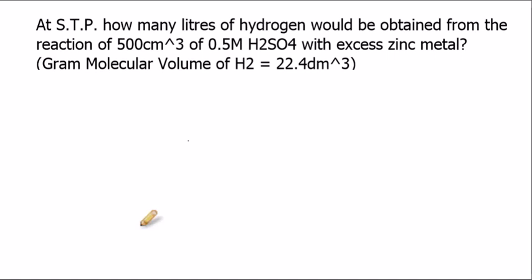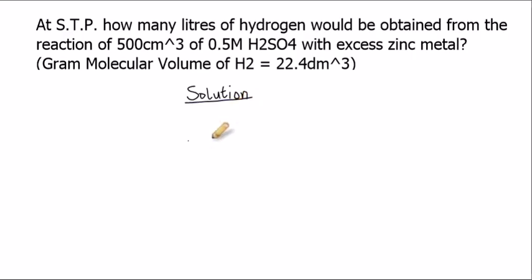At S.T.P, that is standard temperature and pressure, how many liters of hydrogen will be obtained from the reaction of 500 cm³ of 0.5 molar tetraoxosulfate(VI) acid with excess zinc metal, given the gram molecular volume of hydrogen gas to be 22.4 dm³. Solution.